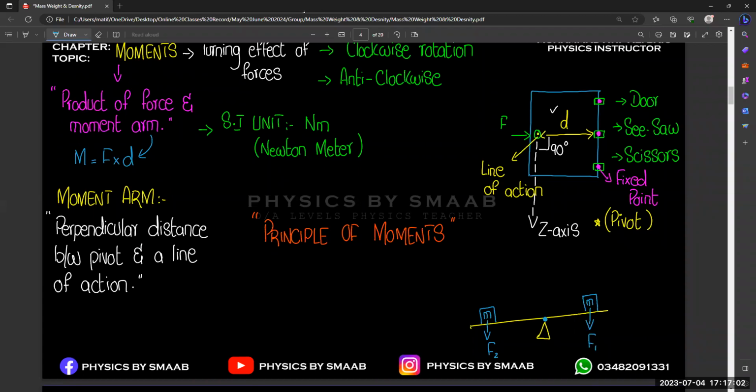First, if we ignore the second body and only consider the first body, let's suppose there is no second body placed on the seesaw, only one object on the right hand side. So what happens next? If only one object is placed on the right hand side of the seesaw, that is F1, there is no F2, no second object. It will turn clockwise, right? It means we are getting the turning effect of force in the clockwise direction, like this.